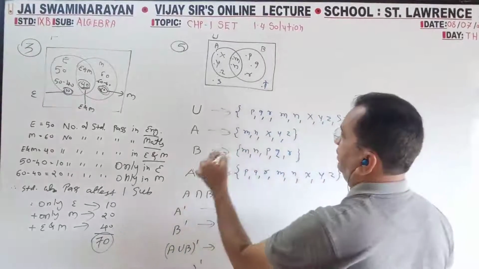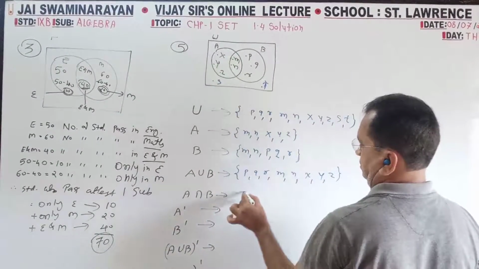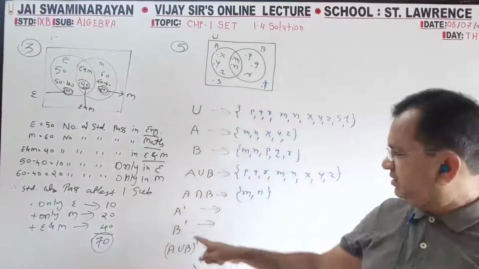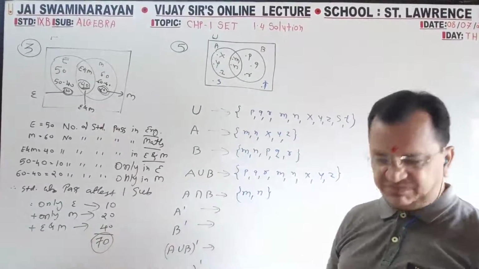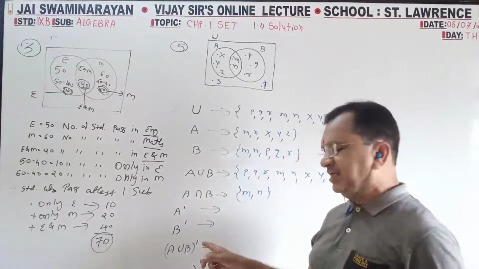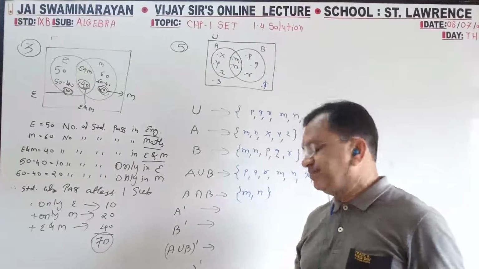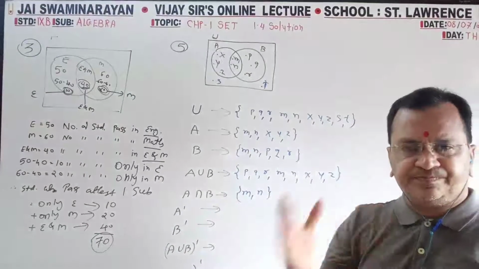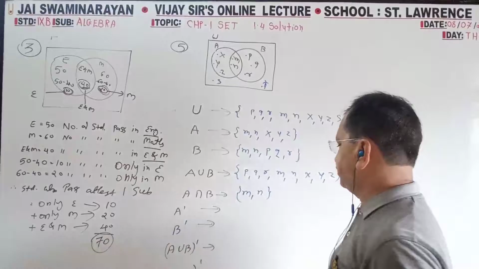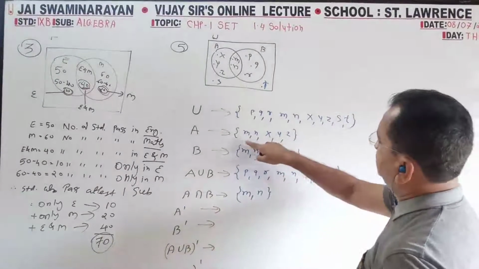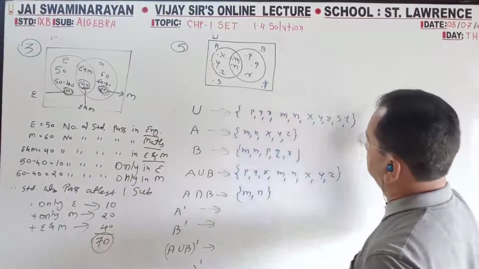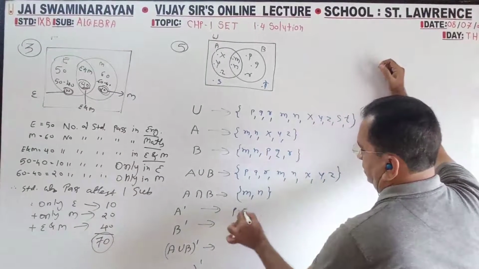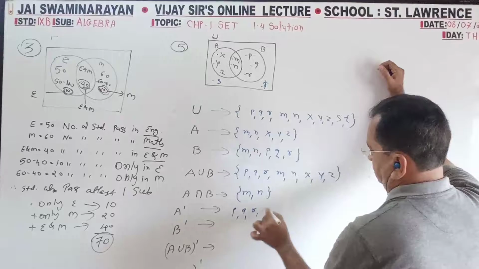Correct. Now intersection means common. Now in complement, A dash means A complement, B dash means B complement, A union B dash means union complement, intersection complement. So how to write this? A complement means remove this from universal. So this and this will be removed. So only P, Q, R, S, T.